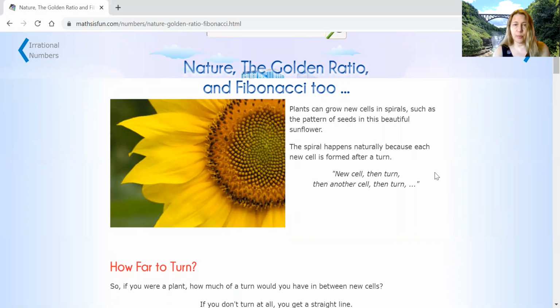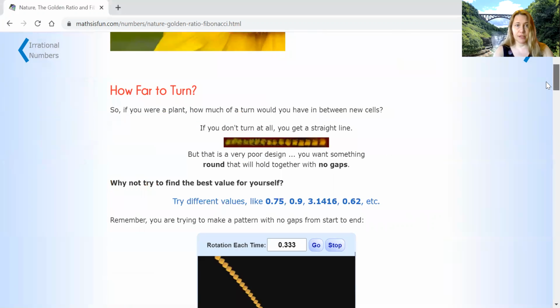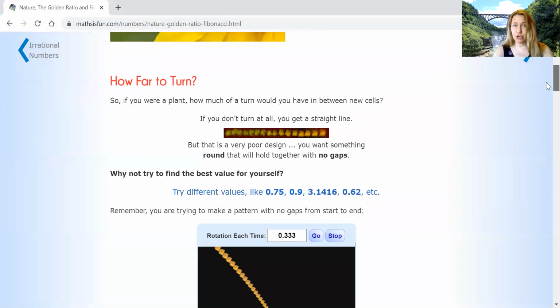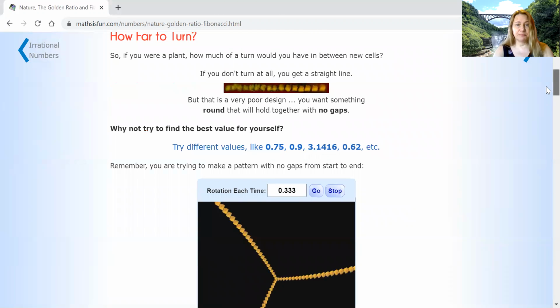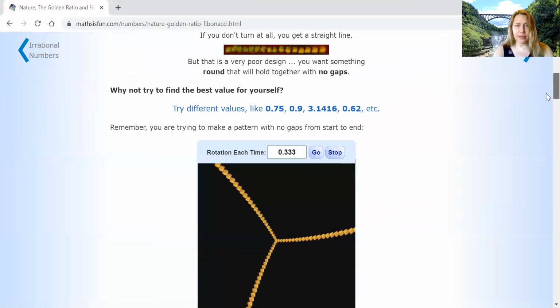I don't have to read it to you, but this spiral happens because each new cell is formed after a turn. All right, and then there's a fun little applet here that we can play on. Okay, so how far do you want to turn? And if we start playing with different things, like we can see 0.3, that's a third of a rotation, right?